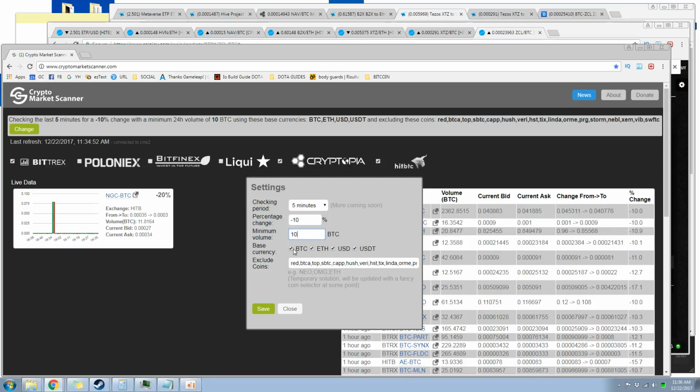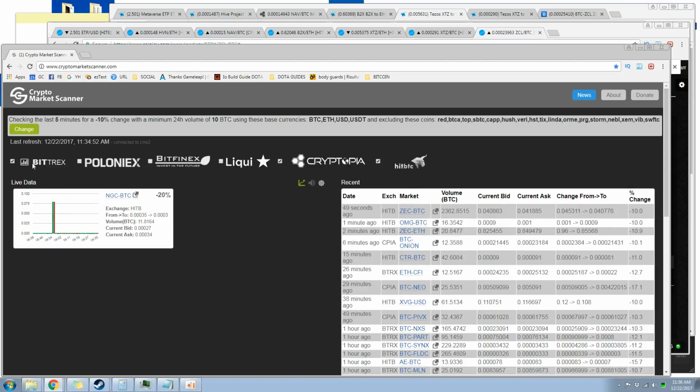I like to put the minimum volume here at 10 Bitcoin so that way I don't get any ugly charts. And you could trade in all three of these currencies. Just maybe select the one that you have, unless you want to split them up. I had to split them up into 3 categories. So you just do whatever ones you have. And then here I also can exclude coins like this.